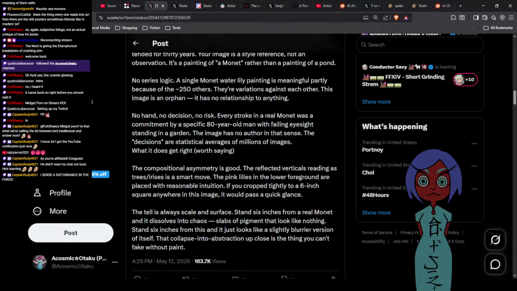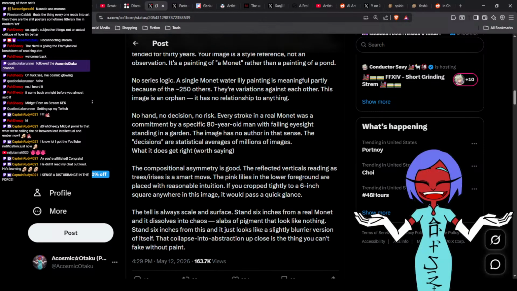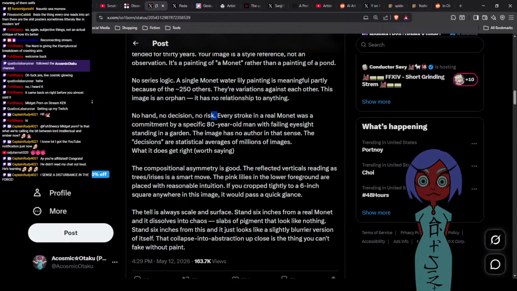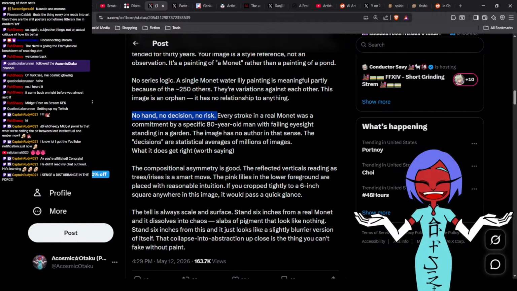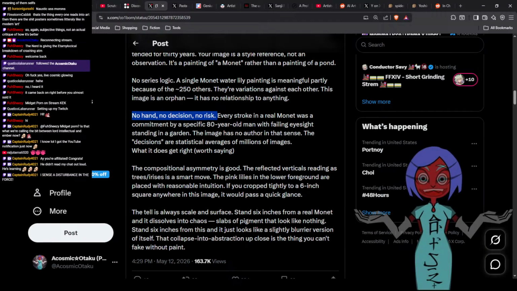The irony here is delicious. Holy fuck. No hand, no decision, no risk. Okay. I love this troll so much.